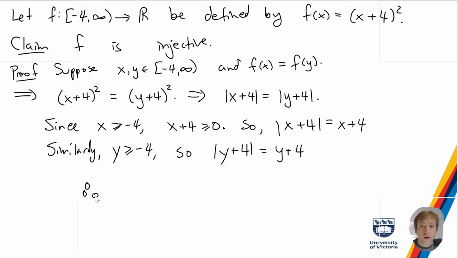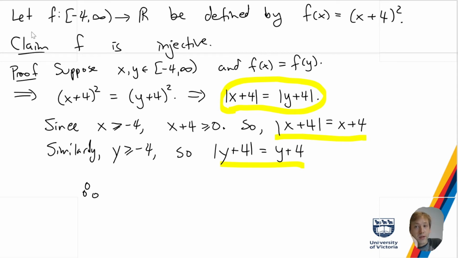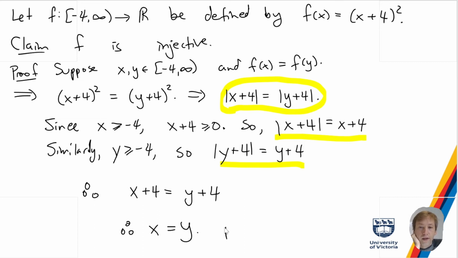So therefore, since we've already proven that the absolute value of x plus 4 equals the absolute value of y plus 4, and we've proven that the absolute value of x plus 4 is just x plus 4, and the absolute value of y plus 4 is y plus 4, we can put this all together to get that x plus 4 equals y plus 4. Therefore, by subtracting 4 from both sides, we get that x is equal to y. Okay, so this function is injective. This is a bit of a lesson to you that if you're trying to check if a function is injective, the domain is very important.